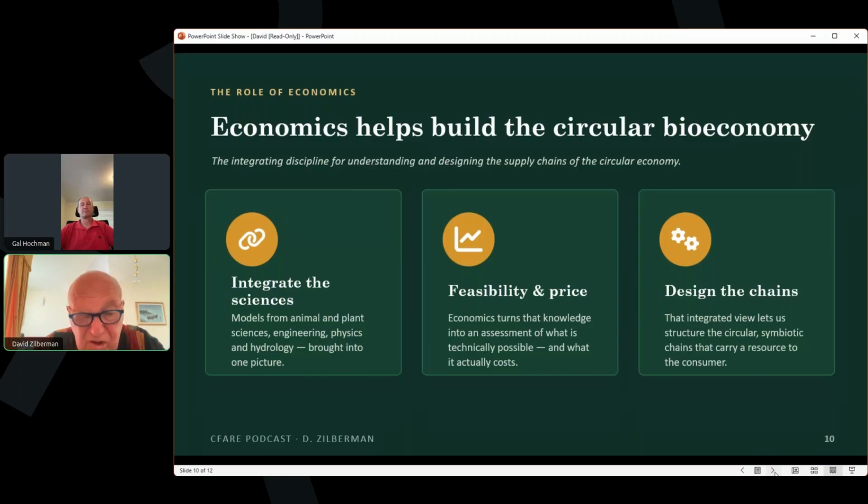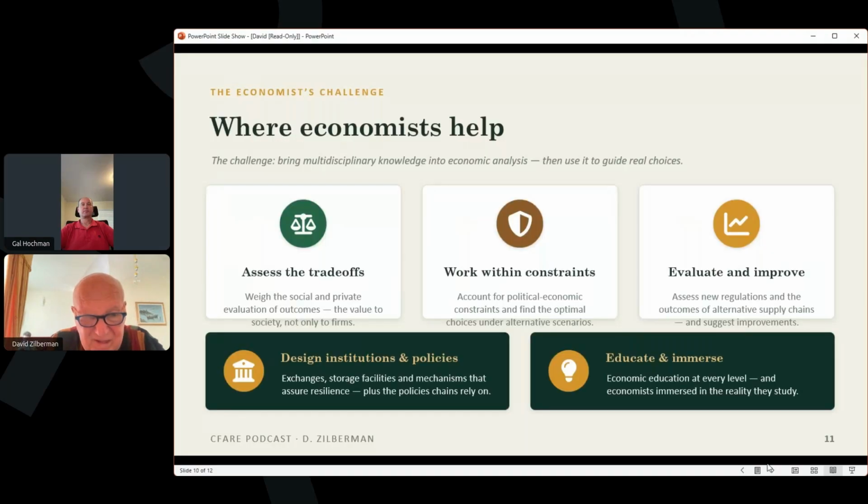So, to some extent, economics is really crucial to build a bioeconomy. It's an integrative discipline that allows us to take information from all disciplines and put it together to generate trade-offs. It allows us to assess feasibility and prices, and allows us to design supply chains. And economists assess trade-offs, identify constraints, and assess ways to evaluate and improve the bioeconomy, and design institutions and policies.